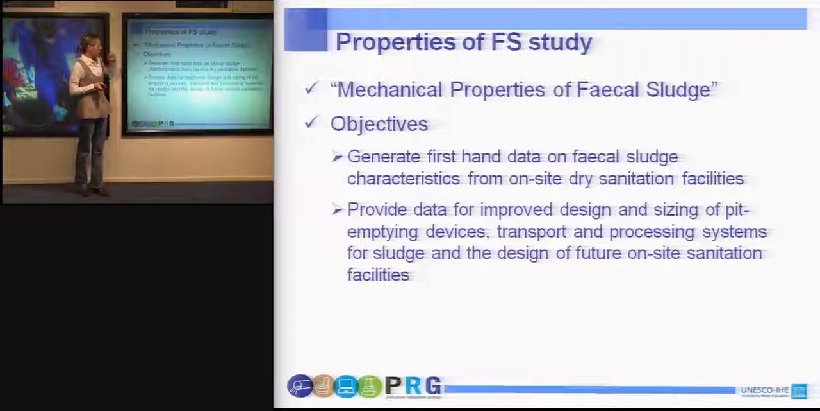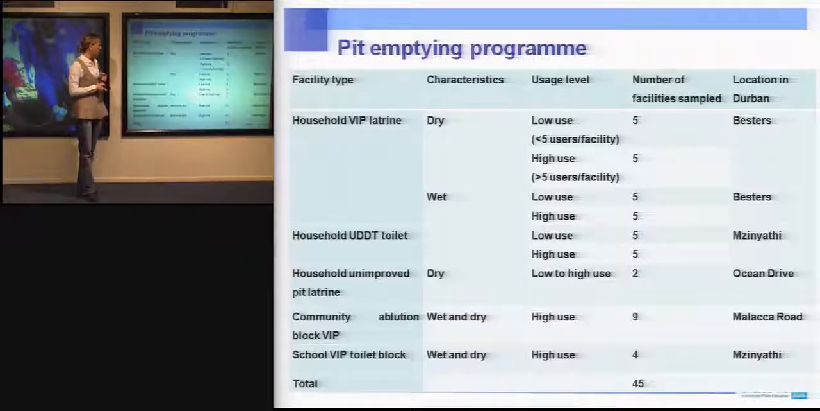The project is funded by the Bill and Melinda Gates Foundation. It has been already completed. The main objectives were to generate first-hand data for fecal sludge characteristics from dry on-site sanitation facilities in Durban, South Africa. And then the other objective was to provide data for improved design or sizing of pit emptying devices or devices for transport and processing of sludge.